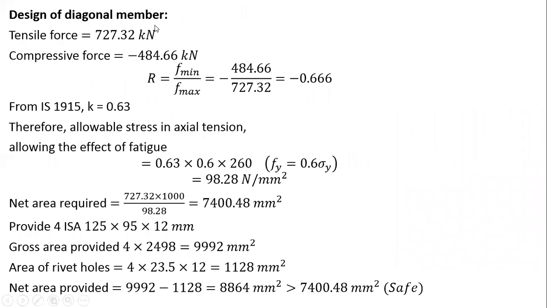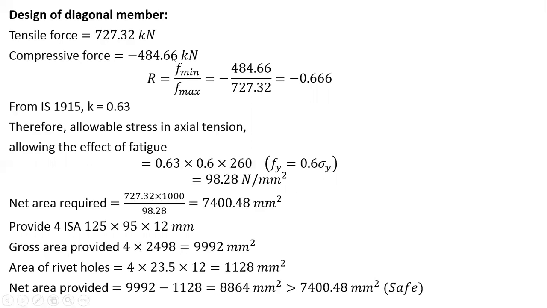Now, last is the design of the diagonal member. In the diagonal member, tensile force is maximum, compressive force is minimum. So again, I have to calculate the R value. Now, because the tensile force is maximum, I just design it as a tension member. I did not design it as a compression member. In the previous case, the compressive force was large. That's why I designed that vertical member as a compression member and then checked it as a tension member. Here the tensile force is maximum, so I just design it as a tension member.